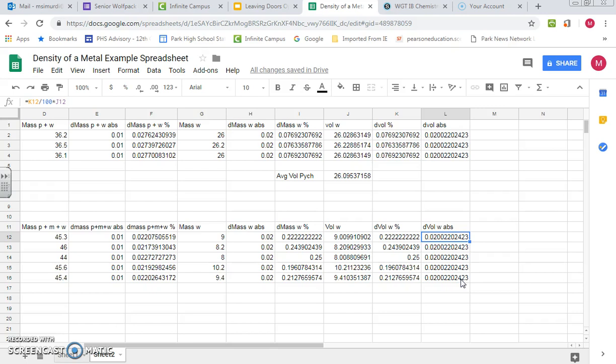Okay, well now I would like to get the volume of the metal that I put in there. And so the volume of the metal sample, well, I know the actual volume of the pycnometer is right here. That's the total volume. And I have the volume of the water. So I can subtract these values. So I'm going to say that equals the volume of this pycnometer. But again, I'm going to fill this down.